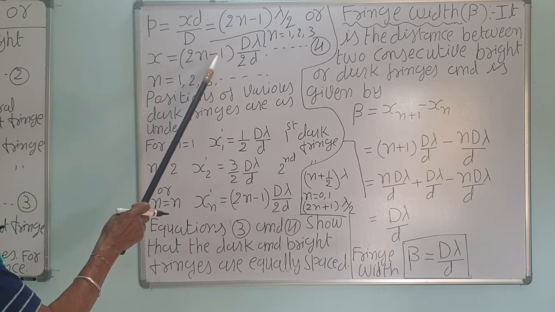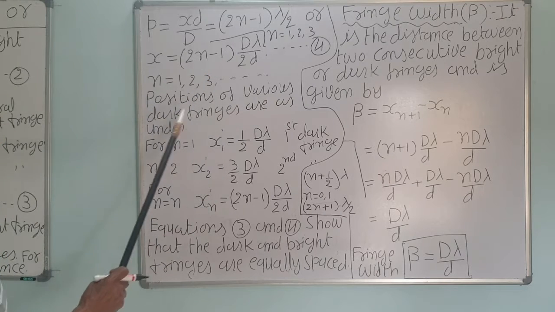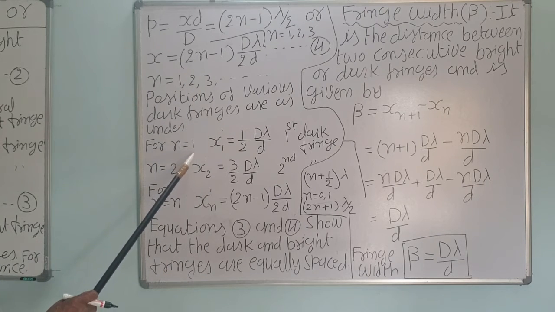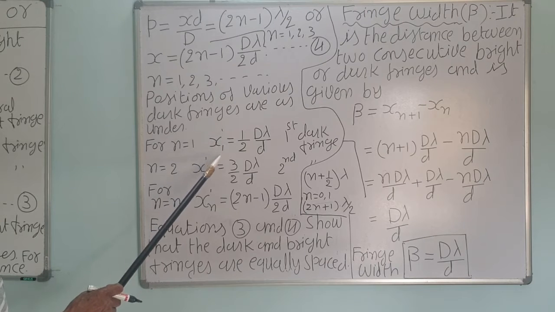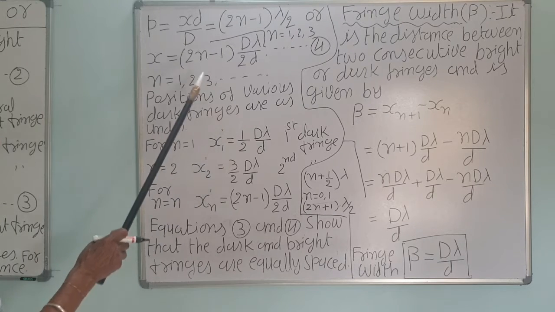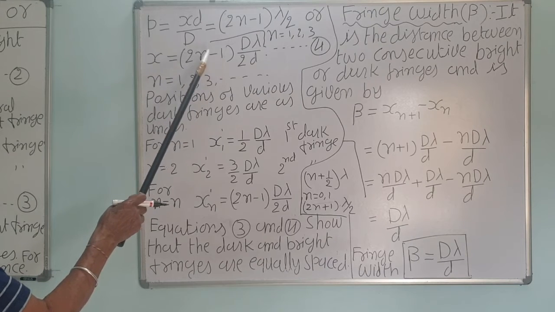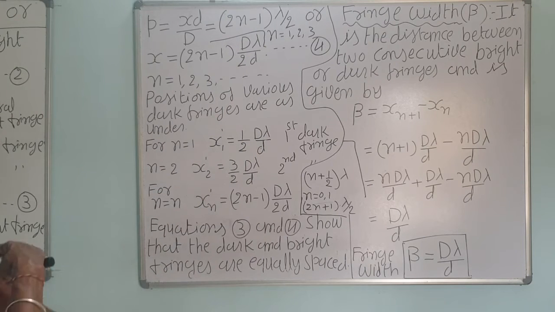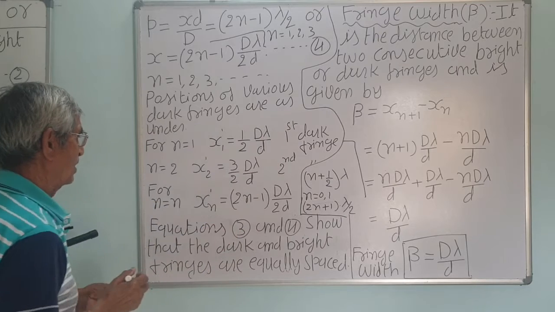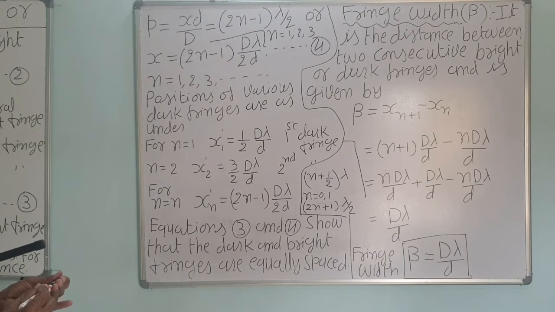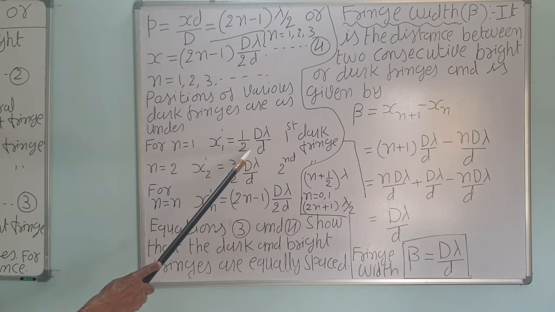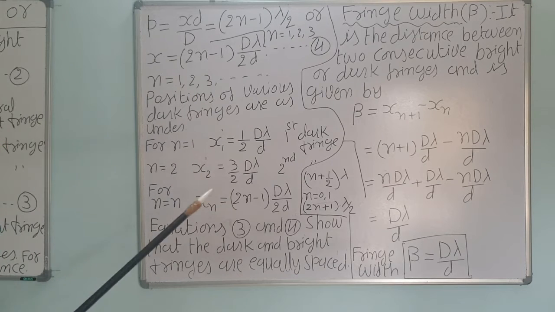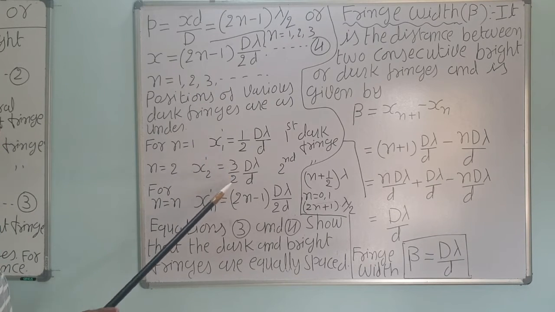So let us see the positions of the dark fringes as under. For n is equal to 1, let us call it x1 dash, that is (2 minus 1), that is 1, D lambda upon 2d, or you can write D upon d into half lambda. These are constant, only n changes. For n is equal to 2, that is 4 minus 1, that is 3. So the second dark fringe will be at this distance, and so on.